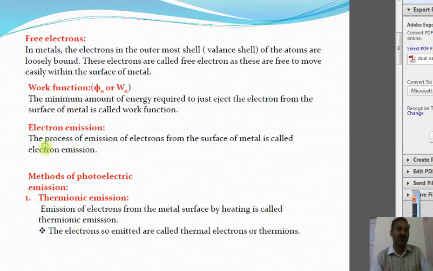Now what are different methods for electron emission? Methods for electron emission or photoelectric emission. So we have here first method, thermionic emission. As the name suggests, when emission of electron takes place by heating the surface, then it is called thermionic emission, as thermal means related to heat. In this, the electrons which are ejected are called thermal electrons or thermions.